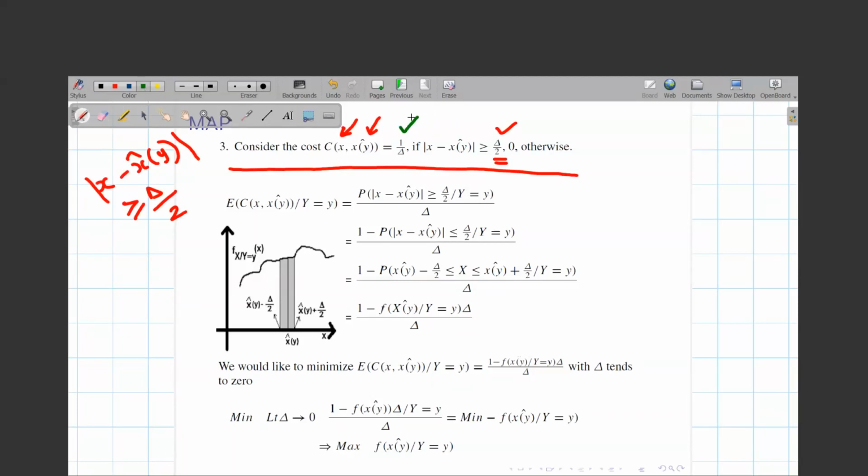Based on this cost function, you are assigning some constant as the penalty here, which is 1 by delta. If the difference between the original and the estimated value is less than delta by 2, the cost function is simply 0. That is the meaning of it. So if x minus x cap of y is greater than delta by 2, your cost function value is 1 by delta. If x minus x cap of y is less than delta by 2, then your cost function is 0. What does it mean?